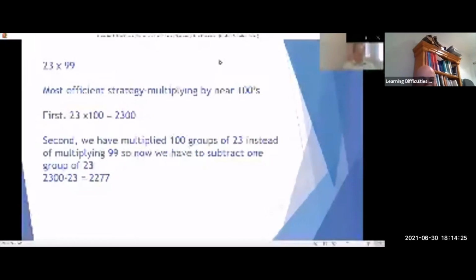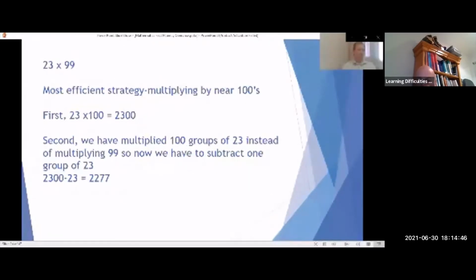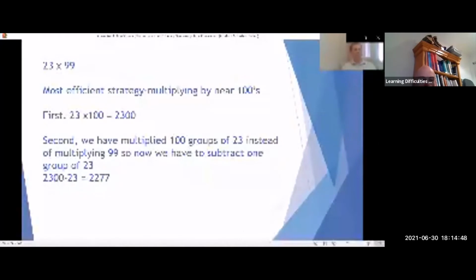In this multiplication example, the easiest thing to do is use the strategy of multiplying by near 100s. So what we can do is multiply 23 times 100, but I've multiplied too many groups of 23. I've multiplied 100 groups instead of 99. So I need to subtract one group of 23. And very simply, students know their number bonds. We just need to subtract 23. It'll be 2277.